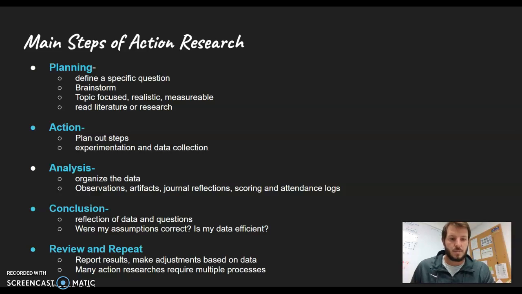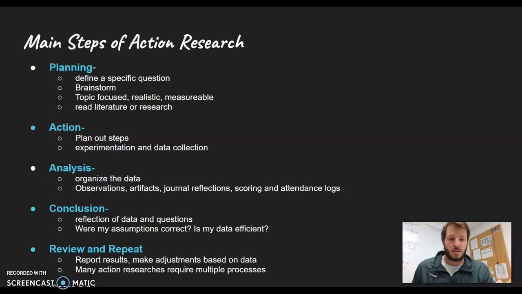The next step is action. So in this step, you're going to develop a plan of action steps you're going to use for your research, and also some experimentation and data collection. The next step is analysis. In this part, you're going to review and organize the data that you retrieved. This step includes observations, artifacts, journal reflections, scoring and attendance logs. This is where you're sorting out your data to see what was most effective, and using those different resources as a guide for you. Next step's conclusion.